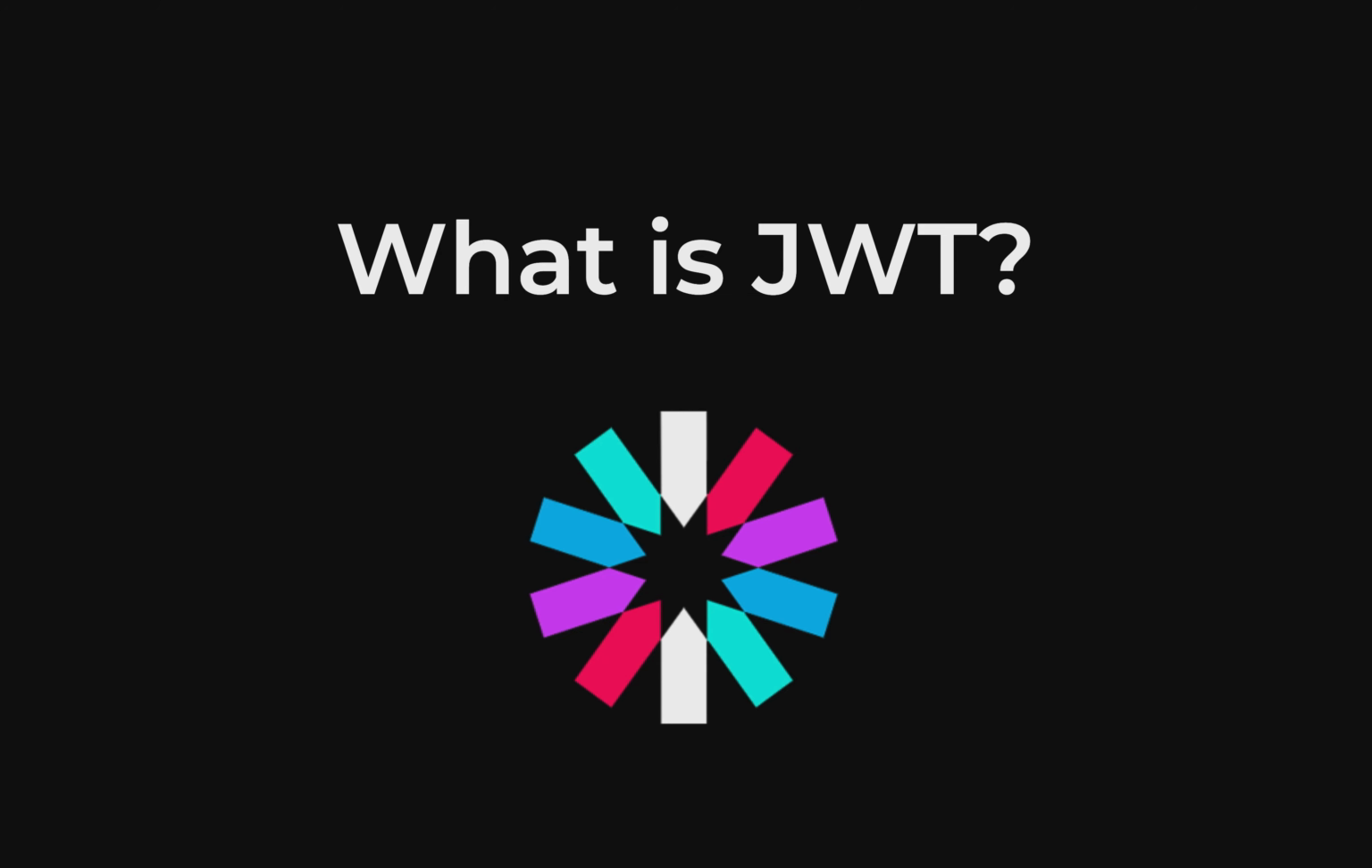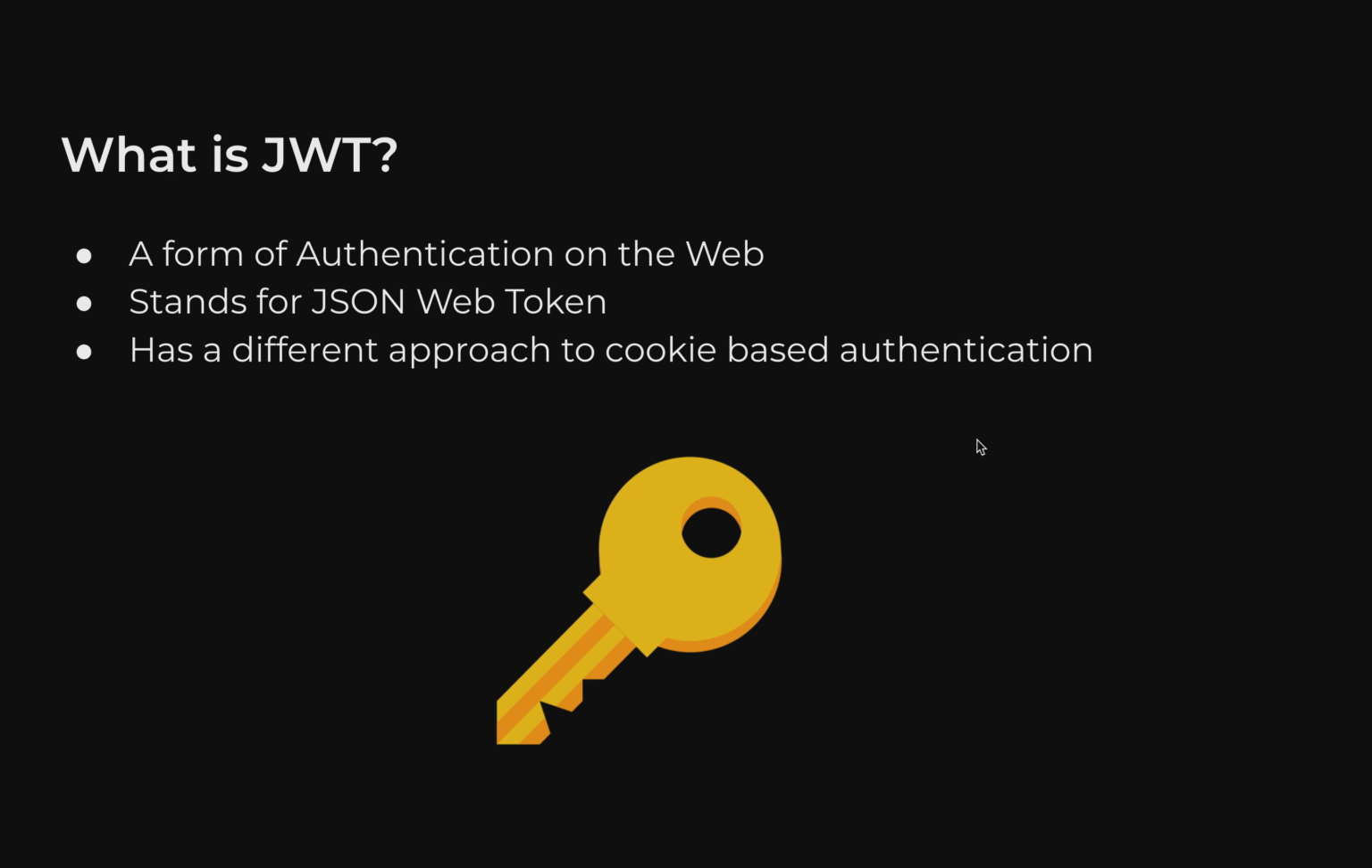But in today's video, I wanted to explain what JWT is before we start the series. If you already know what it is, feel free to move to the next videos. If you don't, I'm going to explain. So what is JWT? JWT is a form of authentication on the web. It stands for JSON Web Token, and it's a slightly different approach to traditional cookie-based authentication on the web.